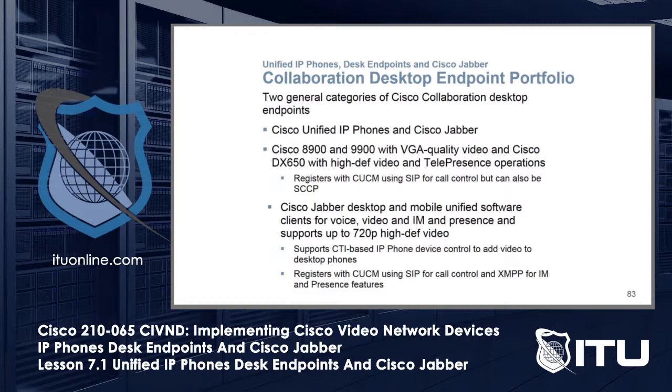We've got the Cisco Unified IP phones, and we have Cisco Jabber. And between those two options, we have lots of connectivity choices when it comes to integrating video with our unified communications platform. We have the Cisco 8900 and 9900 series desktop phones. They're going to have VGA quality video. The DX650 is going to have high definition video capabilities, as well as integrated telepresence options built in.